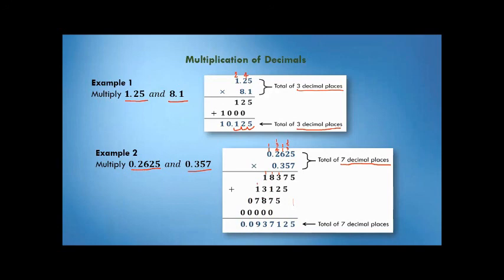Then bring down 0. So ang kailangan natin, 7 decimal places. Kaya mula sa 5, 1, 2, 3, 4, 5, 6, 7. Kaya nandito yung decimal point. Nagdagdag tayo ng 0 para ma-fix yung position ng decimal.